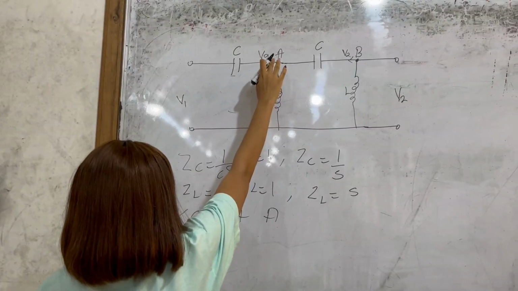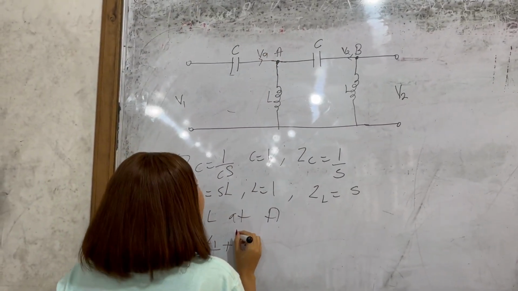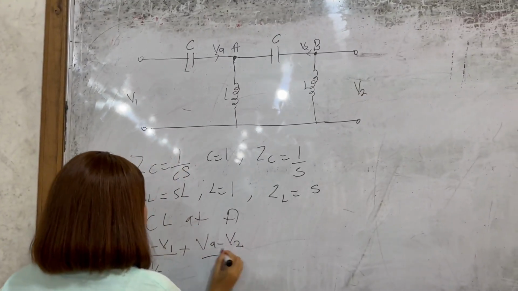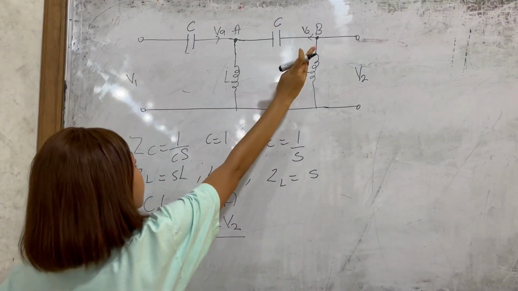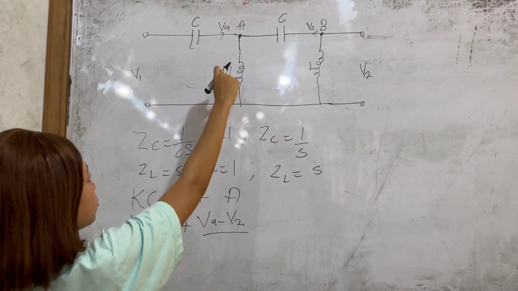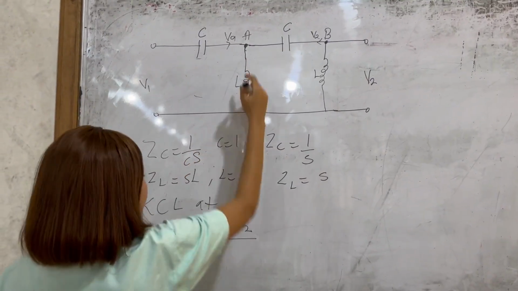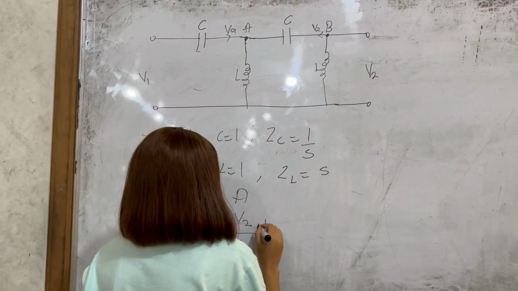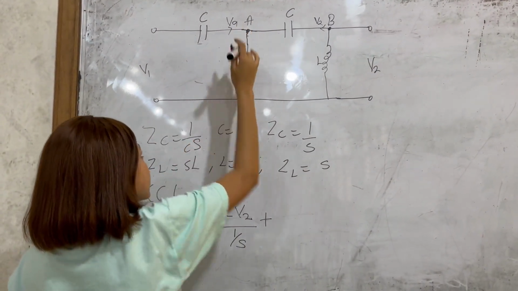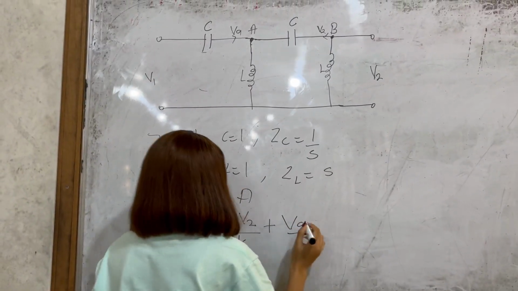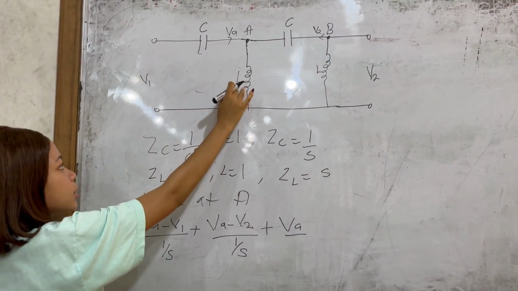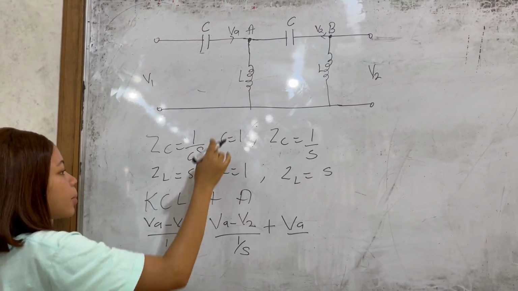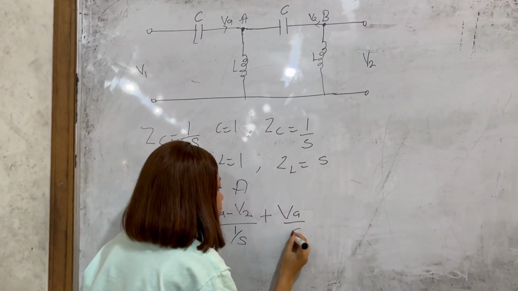From this same root, we'll be having VA minus V2 all over the same capacitive reactance, which is 1 over S, expressed in Laplace form, then plus this side, so VA over. In this case, we have an inductor here, so we are going to be taking the inductive reactance and then taking the Laplace of that, we have it as S.